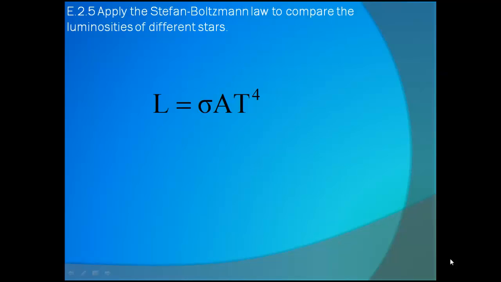Okay, what we need to be able to do is to use this equation called the Stefan-Boltzmann law to look at how luminous a star is going to be. It depends on a couple of factors. The surface temperature, it's the temperature to the power of 4, so the luminosity is very sensitive to the surface temperature. So this is the luminosity.